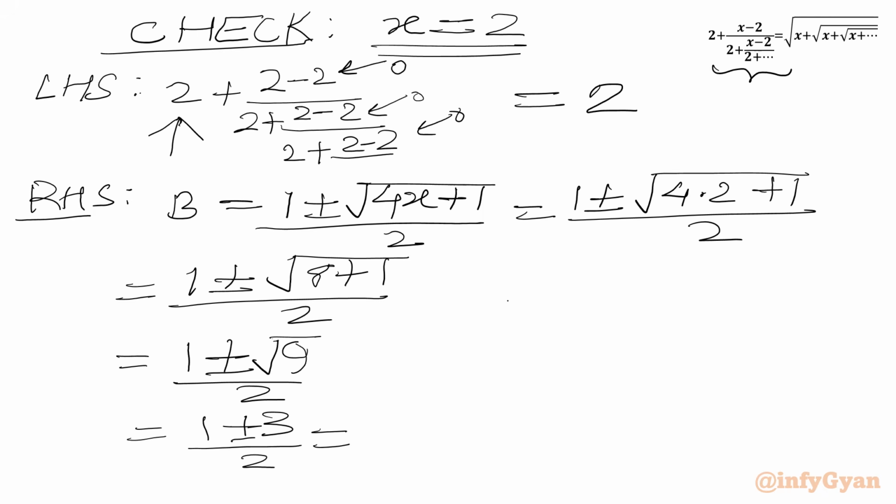So with plus sign we'll get 4 over 2. So I am writing 2 here. With minus sign before 3, I will get minus 2 over 2, minus 1. For x to be real, b cannot be negative. So we will reject minus 1. RHS equal to 2, LHS equal to 2. Hence our solution x equal to 2 is true and verified.